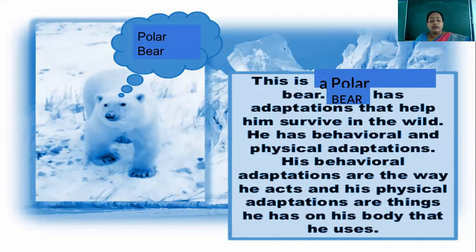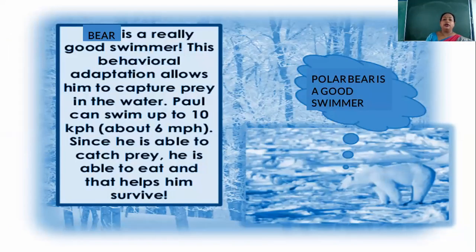Now let's see some more slides to know about the polar bears. Here you can see this module is showing a polar bear which is adapted to its habitat, and there are certain behavioral and physical adaptations because of which it is able to survive in its habitat. The polar bear, as you know, is a good swimmer. That is a behavioral adaptation. This allows the polar bear to capture prey inside the water, and that is their food.